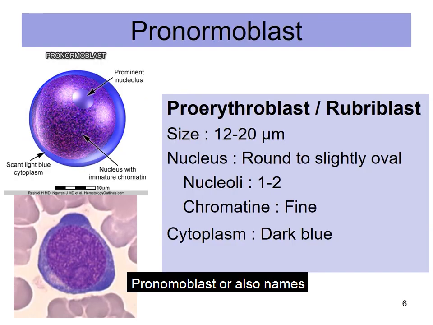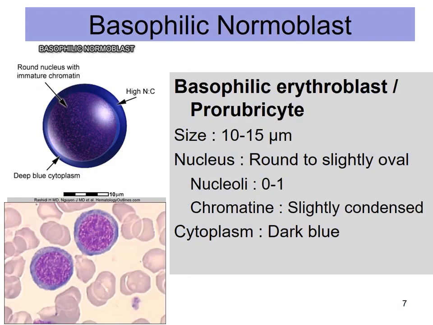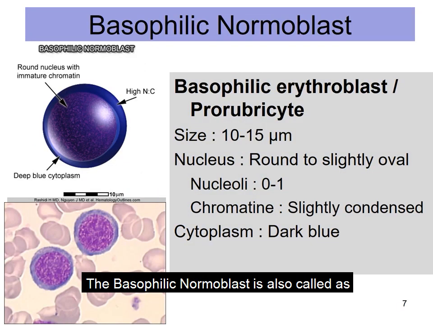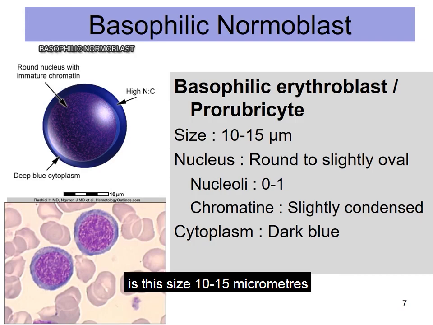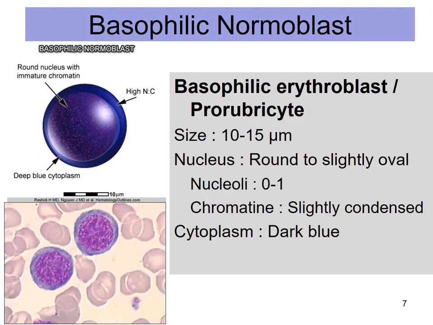Pronormoblasts, also named proerythroblasts or rubriblasts, are 12 to 20 micrometers in size with a round to slightly oval nucleus. They have 1 to 2 nucleoli with fine chromatin and dark blue cytoplasm. The basophilic normoblast is also called basophilic erythroblast or prorubricyte. It is 10 to 15 micrometers in size with a round to slightly oval nucleus. It has 0 to 1 nucleoli with slightly condensed chromatin and dark blue cytoplasm.